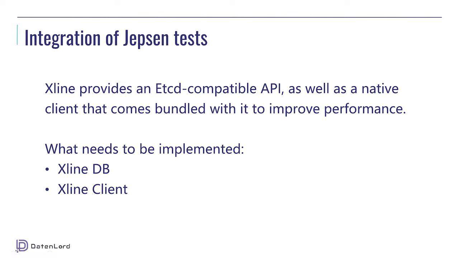Xline provides an etcd-compatible API. This allows us to reuse Jepsen tests for etcd. And to improve performance, a native client is bundled with Xline. So what we need to implement are the DB part and the client part for the Jepsen Xline tests.